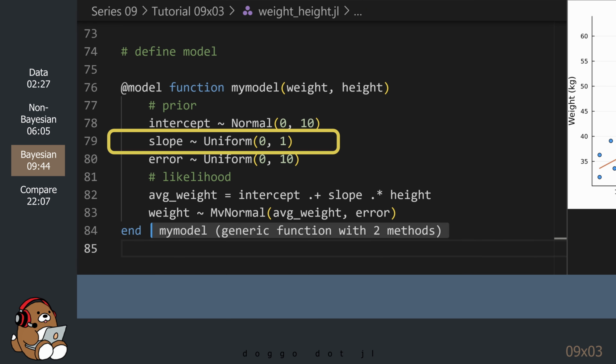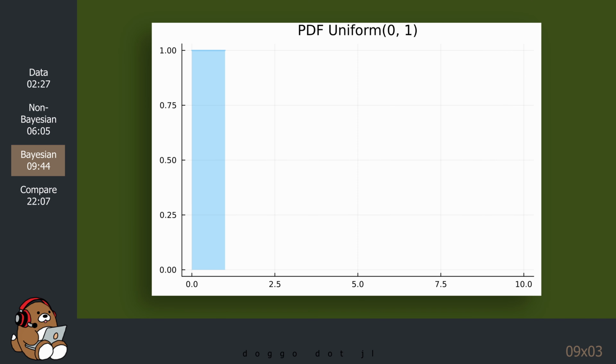For the slope, our initial belief is that the value could be any value between 0 and 1 with equal probability. A value of 0 means that the line is horizontal. It does seem reasonable that the slope of the line describing the association between weight and height should be some positive number between 0 and 1. Here's what the PDF looks like for a uniform distribution between 0 and 1.